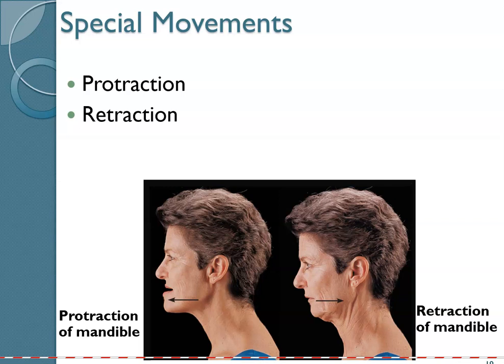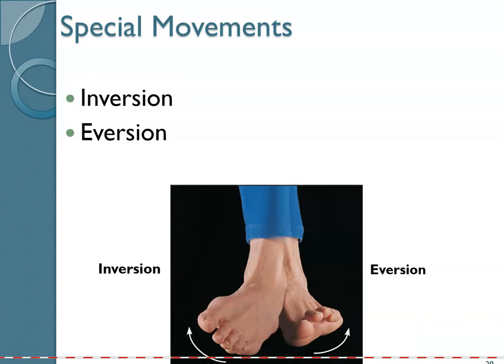Retracting, so if you're pulling in, right, you pull. This is a good picture as well of the mandible being protracted, pushed out, and then retracted, pushed back in. Then inversion and eversion are only to do with the feet. So you got to pay attention which foot this is. So pay attention to the great toe, right? Because if you're looking at the other foot, the opposite will be the direction for the movement.